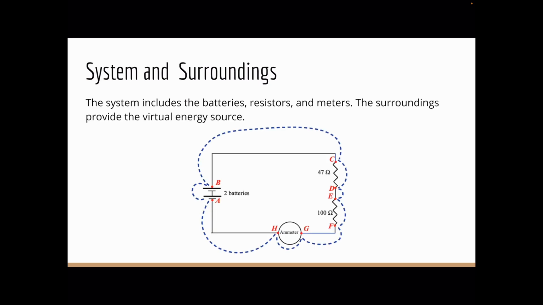The system for the experiment includes the batteries, resistors, ammeters, and voltmeter, all components actively involved in the circuit. The environment is the simulated space in which we built the circuit. There is no external energy loss, such as heat or sound, modeled in this simulation.